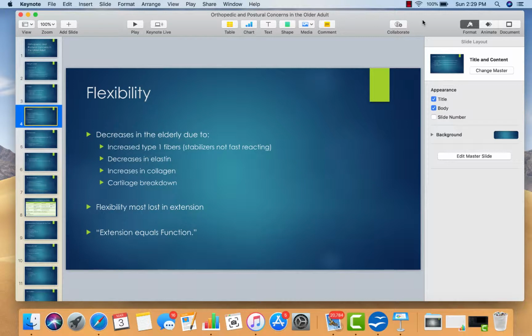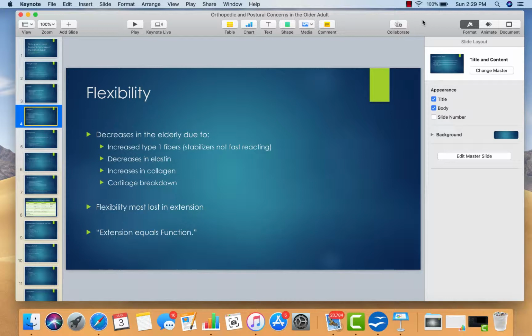So, in terms of flexibility, decreases occur in the older adult due to increases in type 1 fibers. So, those are the stabilizers, not the fast reacting. Also, decreases in elastin and increases in collagen, and then cartilage breakdown.